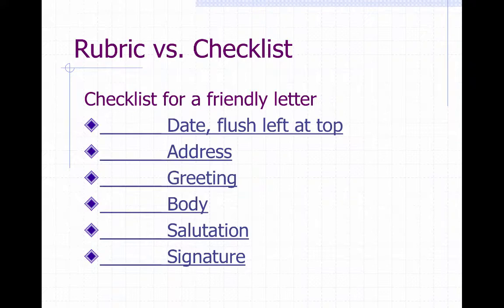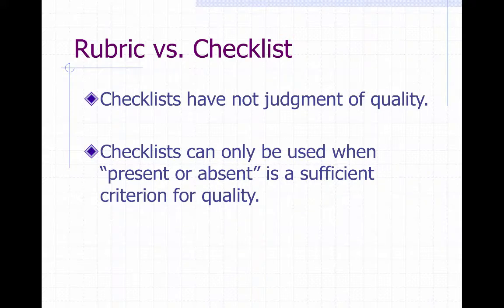And please get away from, if you give students a description of the assignment, that's not a rubric. That doesn't describe quality. That says the minimum requirements for getting it done. It says nothing about getting it done well. Checklists do not have a judgment of quality. Checklists can only be used when present or absent is sufficient criterion for quality, and I don't know when that is. I've never had it in my classroom. Just turning it in is not good enough.